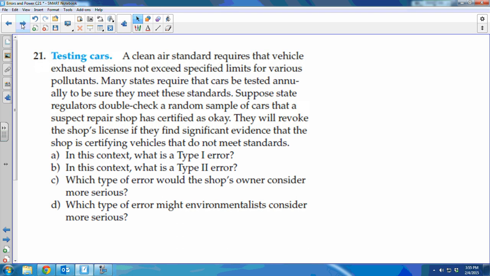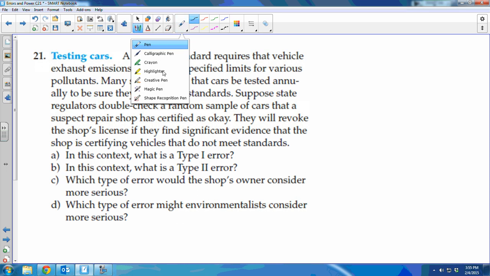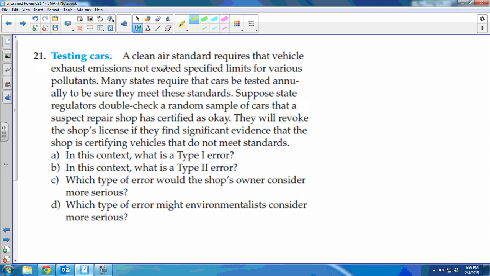They're going to give you some claim. Whatever your claim is, that's the alternative hypothesis, and your null hypothesis is that it's the opposite. So in this case, the state regulators double-check a random sample of cars that a suspect repair shop has certified as okay. So they think that the shops are certifying cars that don't meet the standards. That's what the claim is.